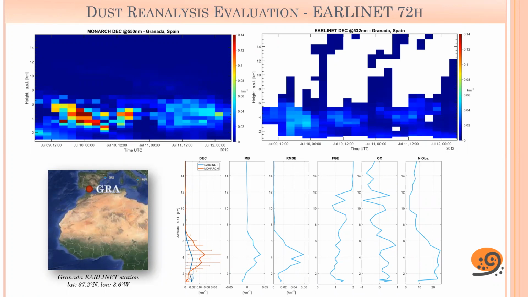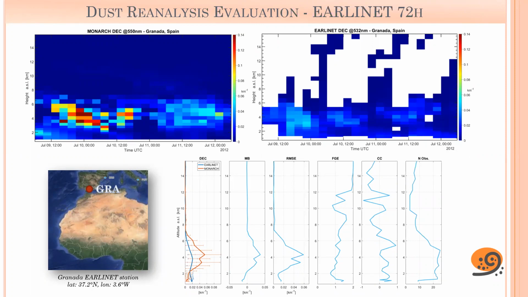The comparison of the mean 72-hour profiles shows a significant overestimation in the free troposphere, up to 7 km, while a minor underestimation in the PBL could be due to local dust emissions of anthropogenic origin, which enhance the EarlyNet profile at lower levels.